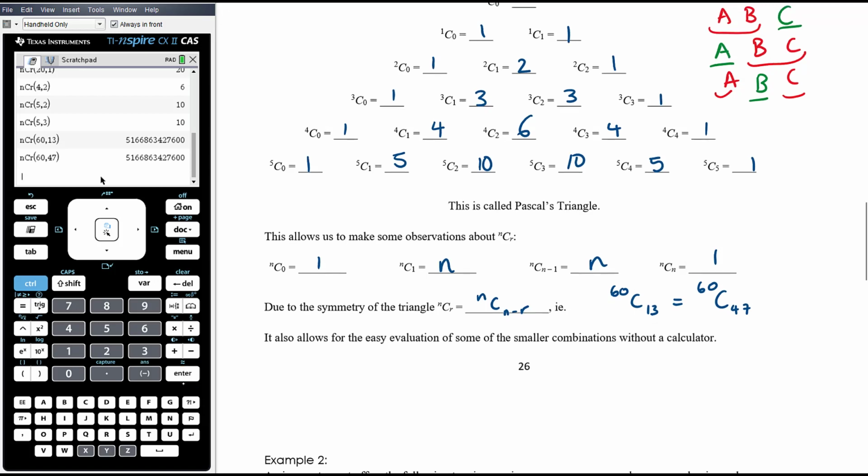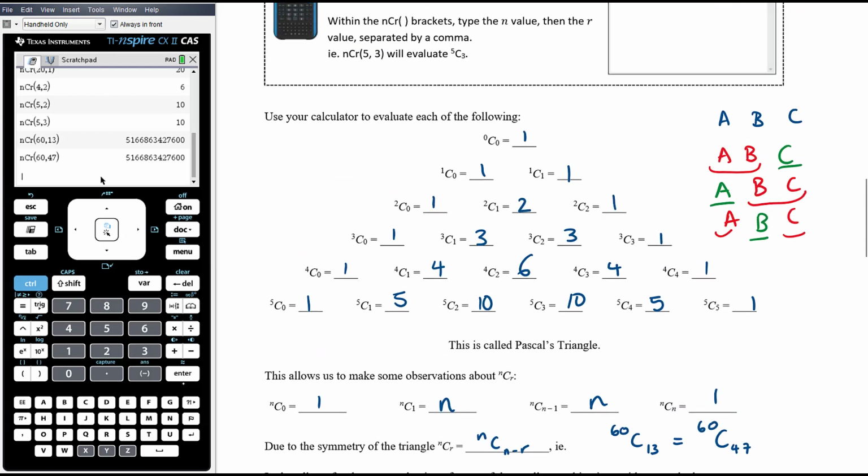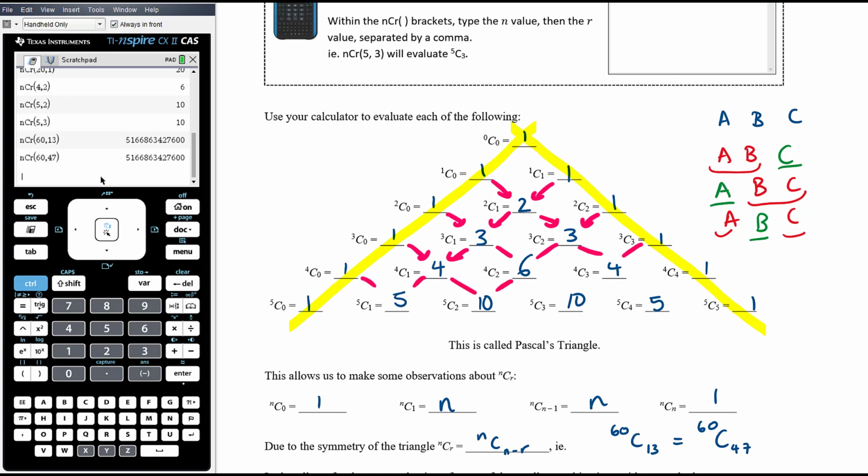Alright, so this is something called Pascal's triangle, and if you look at the numbers, you build up this triangle with 1s down the sides, and then each other number is obtained by adding together the 2 numbers diagonally above. So 1 plus 1 is 2, 1 plus 2 is 3, 2 plus 1 is 3, 1 plus 3 is 4, 3 plus 3 is 6, 3 plus 1 is 4, 1 plus 4 is 5, 4 plus 6 is 10, 6 plus 4 is 10, 4 plus 1 is 5.